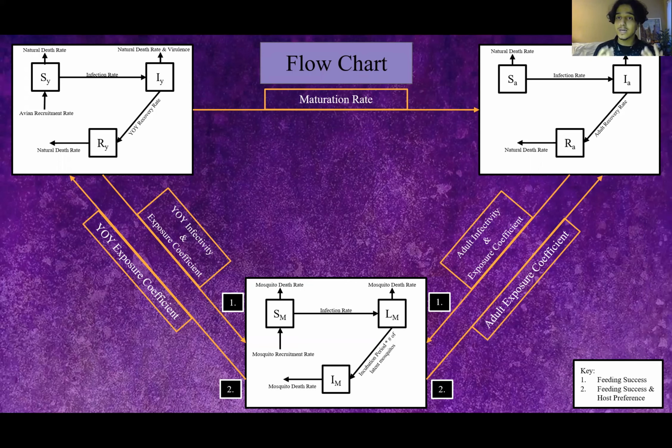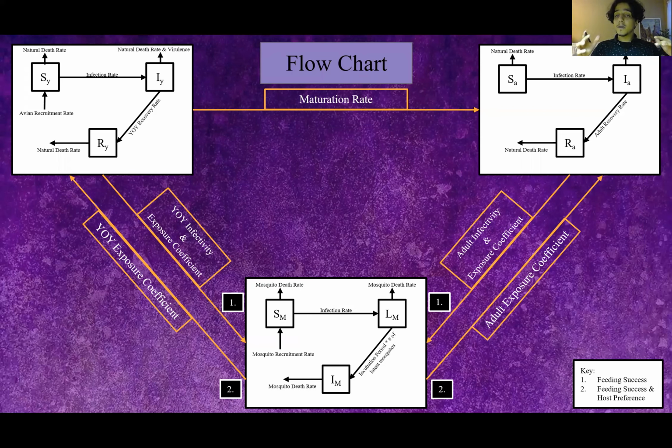Now, beyond that, if you take a step back, you see the bigger picture and the arrows within the flowchart between the boxes. In the top two boxes, you see that maturation rate that connects the two. This maturation rate just shows how quickly these young of the year birds are maturing from the young of the year class to the adult class. They always go into their respective class. They never mature and go into a different class. That never happens. Then between the birds and the mosquitoes, you see two different arrows, one going from mosquitoes to birds and one going from birds to mosquitoes.